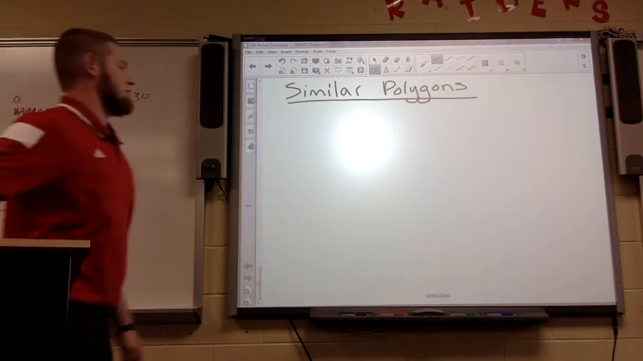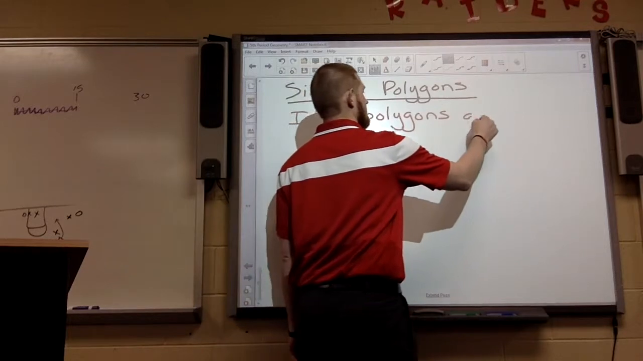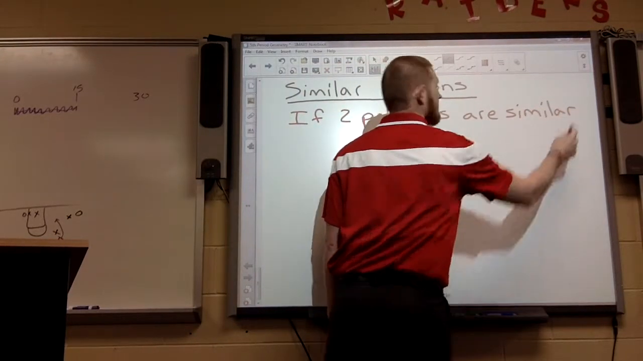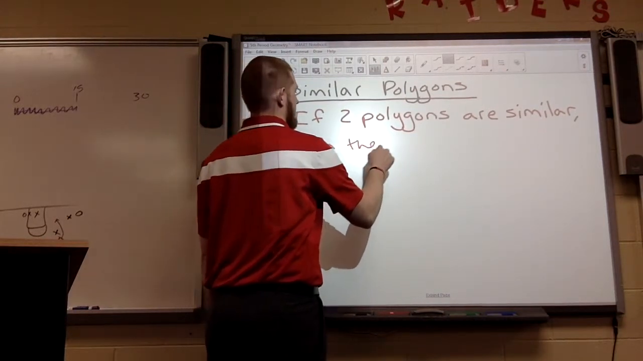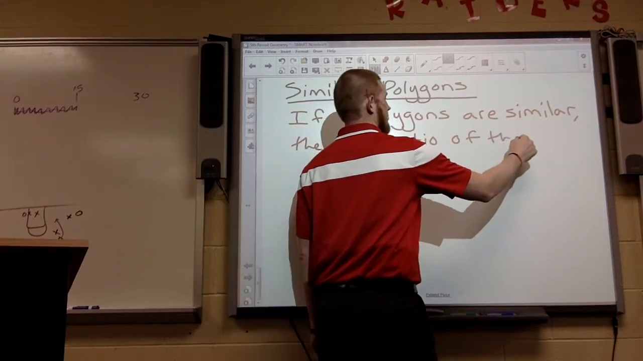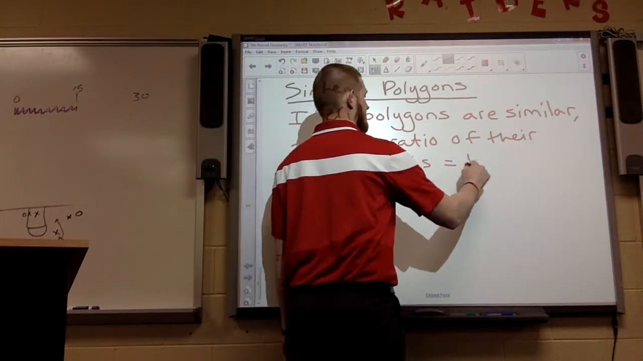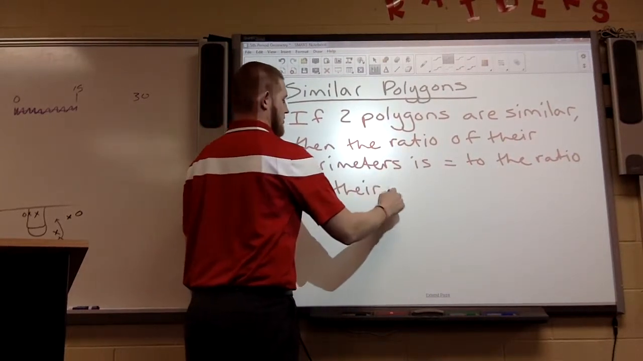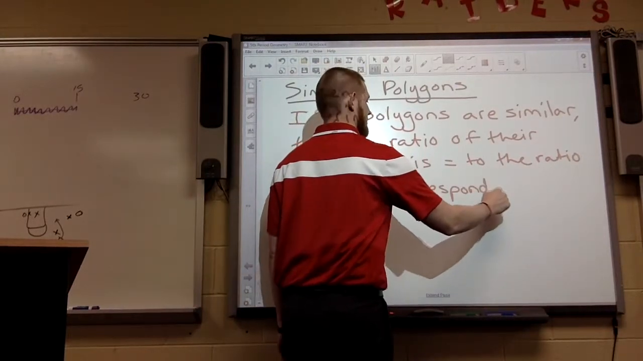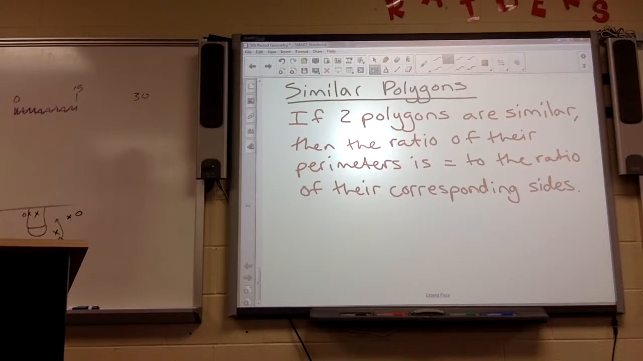Okay, our similar polygons theorem says if two polygons are similar, you can use a similar symbol, then the ratio of their perimeters is equal to the ratio of their corresponding sides.